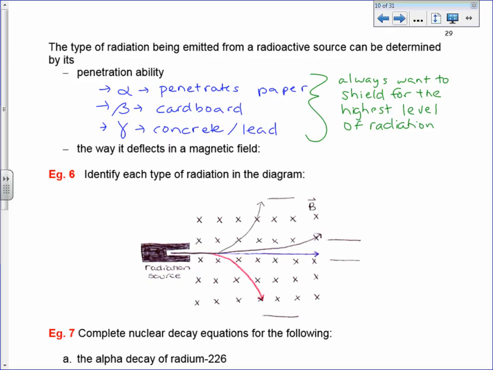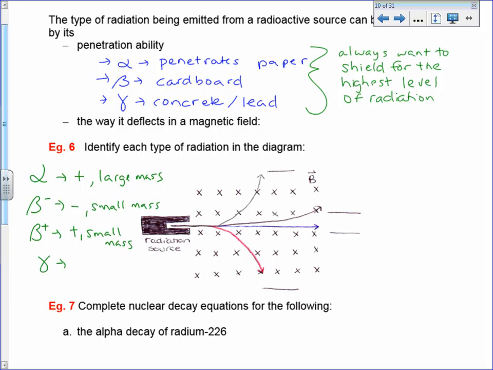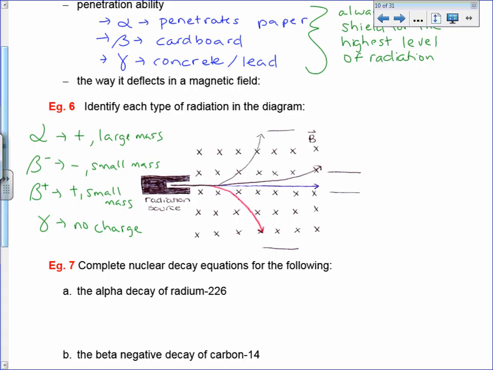The other way that you can determine the type of radiation being emitted is the way that it deflects in a magnetic field. An alpha particle is positive and has a large mass. Beta negative is negative and has a small mass, because it's an electron. Beta positive is positive and has a small mass. And gamma has no charge. So gamma is usually the easiest one to figure out, because it passes through a magnetic field undeflected.